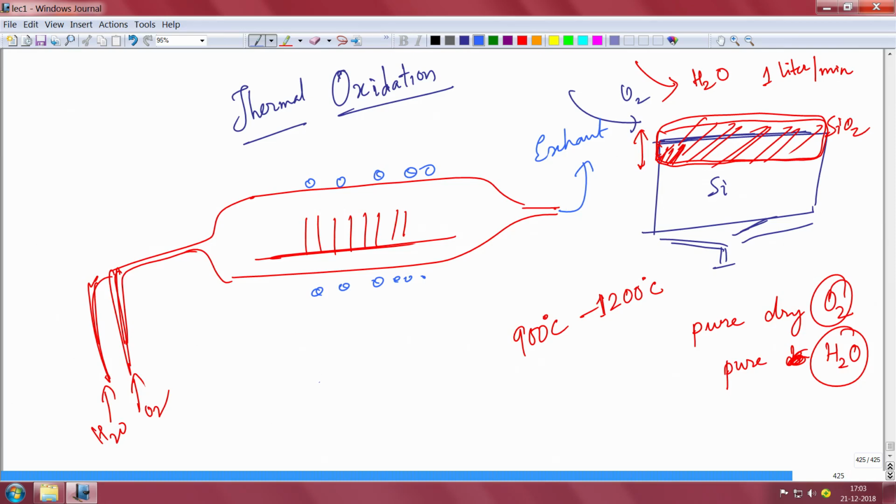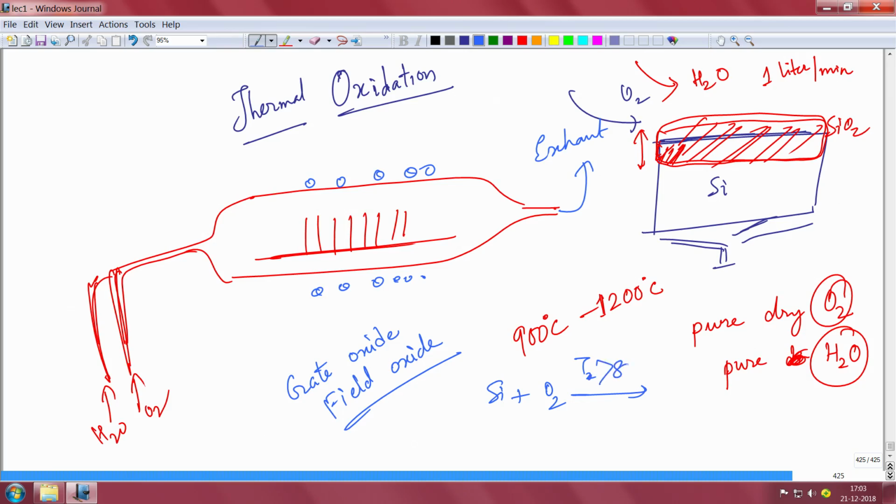You typically use it to oxidize silicon to make gate oxide and also something called field oxide. Field oxide is the oxide that is used to separate one device from another device. The classic reaction is essentially silicon reacts with oxygen at a temperature of more than 800 degree Celsius, maybe 900, to give silicon dioxide, that is the dry oxidation. And in water vapor, if silicon reacts with water vapor, it will give you silicon dioxide plus hydrogen gas.